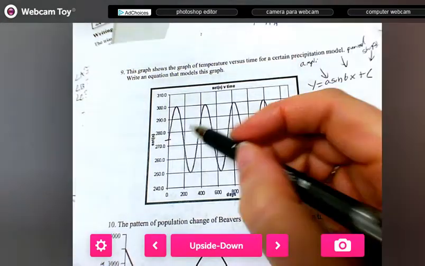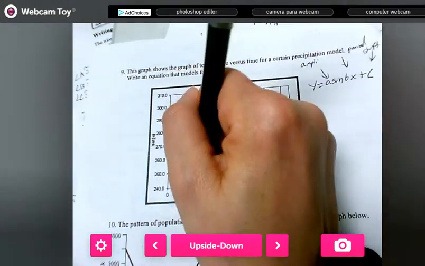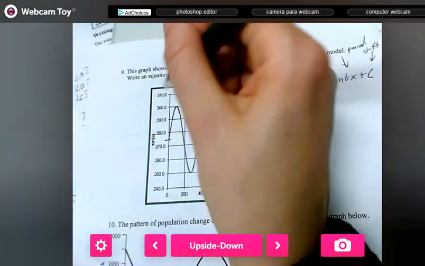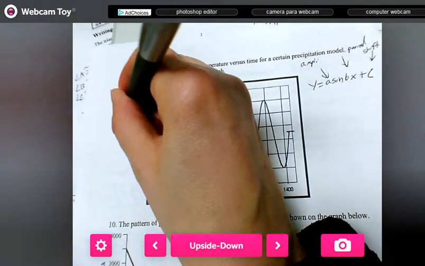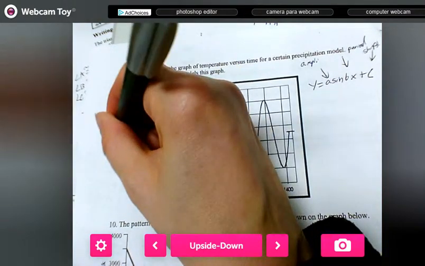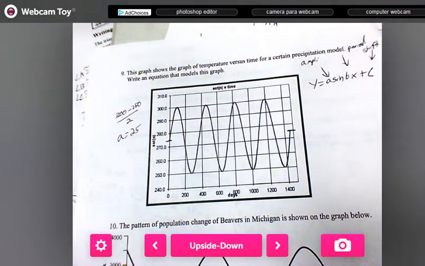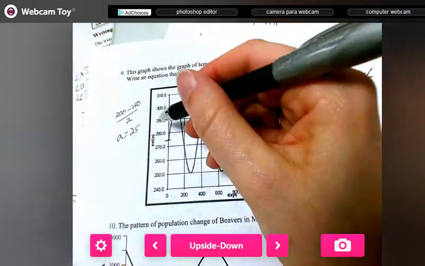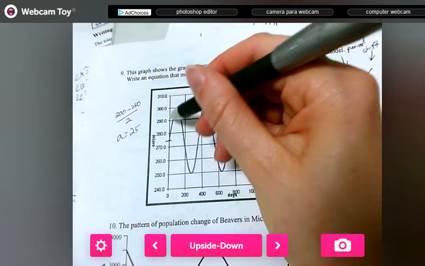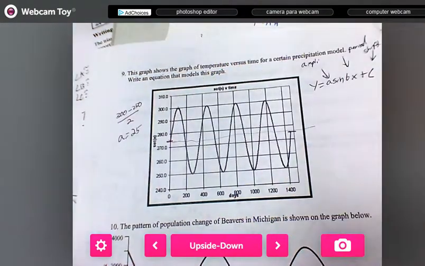But if you're not sure exactly where that is, you could always take the biggest number minus the smallest number divided by 2. So you can take 300 minus 250, divide by 2, and we're going to get A equals 25. Okay? So that's my amplitude right there, 25. From here to here, that's down the middle. That distance right there is 25. So that's my A.